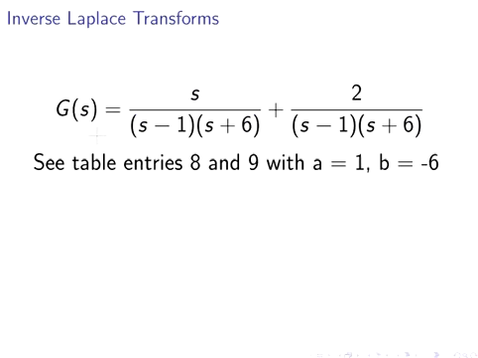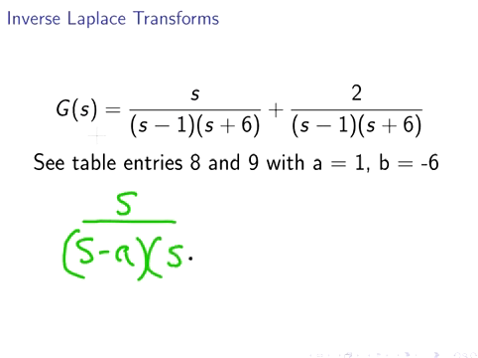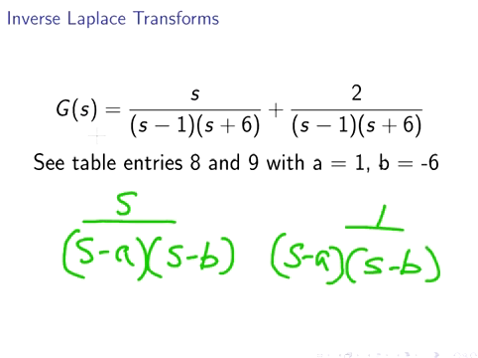The first, what we're going to do is look at table entries 8 and 9, and we're going to let a equal to 1 and b equal to minus 6. Table entries 8 and 9 essentially are of the form s over s minus a times s minus b, and 1 over s minus a times s minus b. So if we let a equal to 1 and b equal to minus 6, then they correspond to those forms.